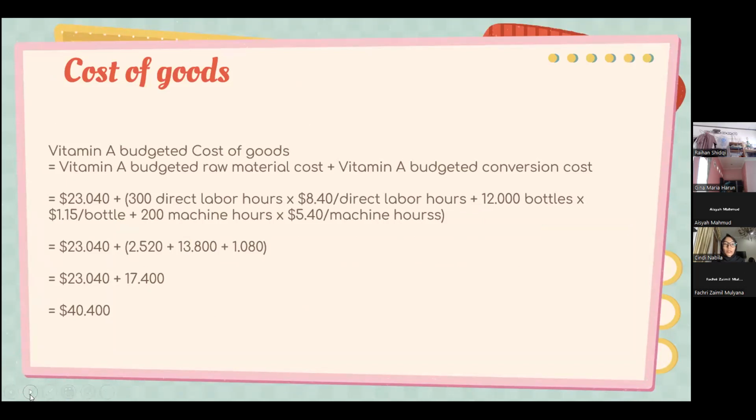$23,040 plus 30 direct labor hours times $8.40 per direct labor hour, plus 12,000 bottles times $1.50 per bottle, plus 200 machine hours times $5.40 per machine hour, which then we get $23,040 plus $17,040, and then in total the vitamin A budgeted cost of goods is $40,440.